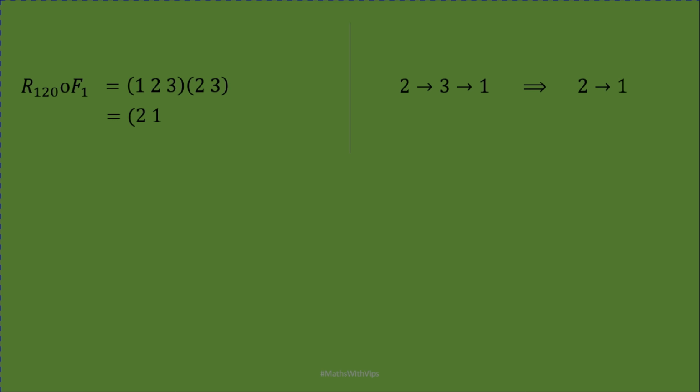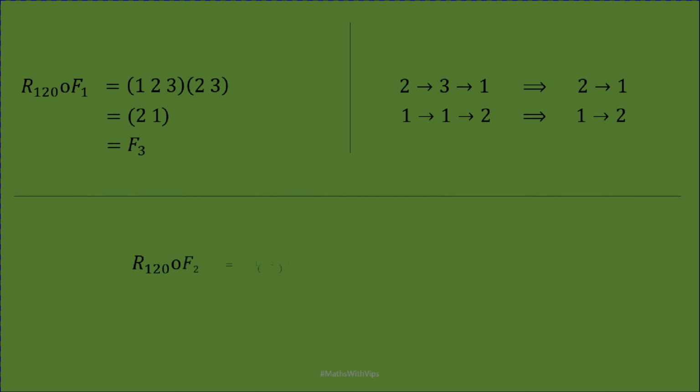Now we begin with the element where we have ended. We have ended at 1, and since there is no 1 in F1, we know that 1 goes to 1 in F1 and 1 goes to 2 in R120. So we conclude with 1 goes to 2. Since we had started with 2 and we have reached back to 2, we close the bracket, and of course the last element is going to be 3, which we can avoid writing. So this is going to be equal to F3.